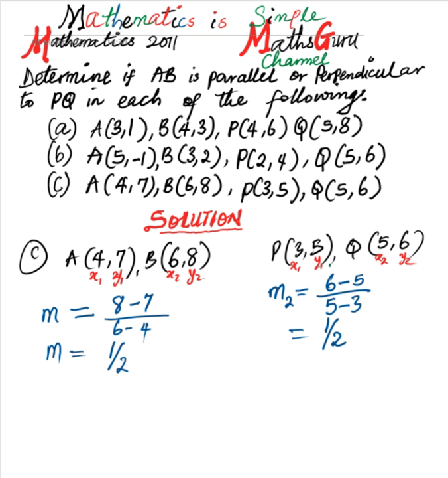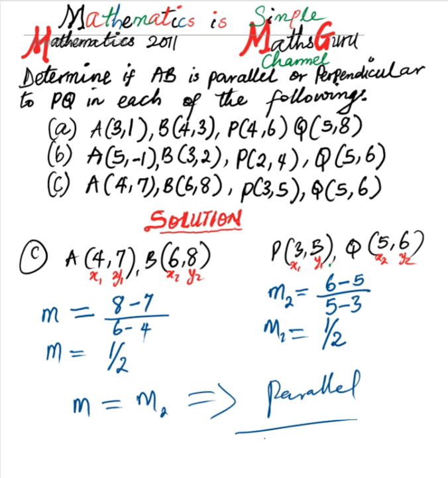In this case, m is equal to m2. That is to say, the lines are parallel to each other. If they were perpendicular, the product of their gradients should give us -1. And if we multiply 1 over 2 by 1 over 2, we are simply going to have 1 over 4, which can never be -1.